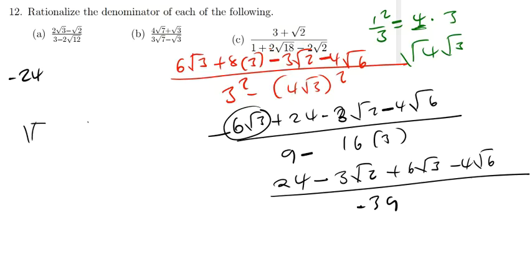So the square root of 3, sir, times the square root of 3. What is 3 times 3? 9. So what is the square root of 3? Oh, the square root of 9. That's the reason why it's 3.